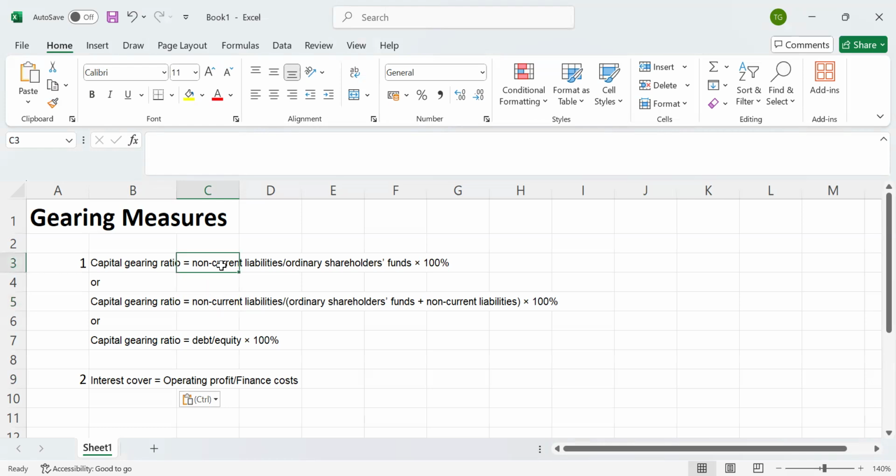Moving to the third formula, debt upon equity. Now, this is very similar to the very first one. Here, you're taking all of your debt and dividing that by your equity. So these two formulae are virtually the same.